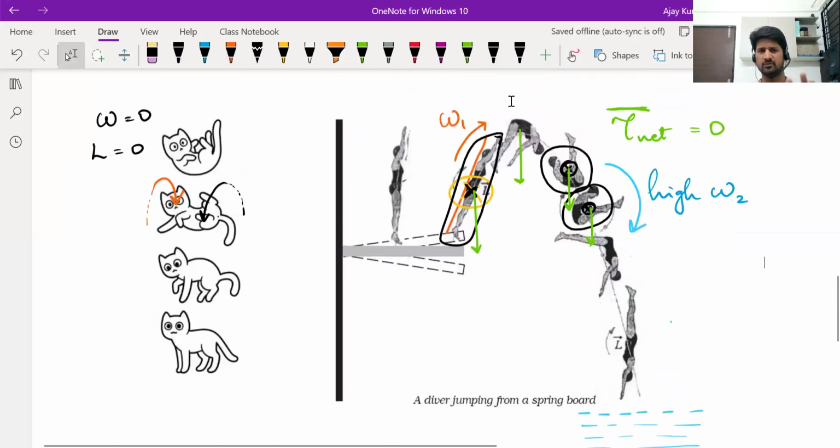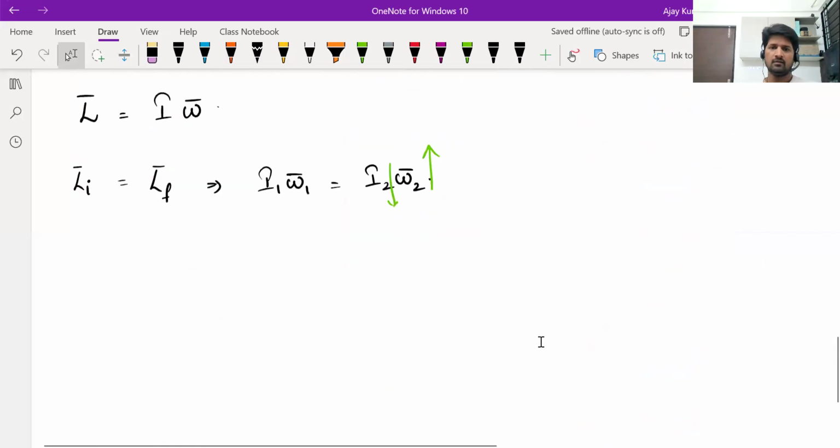Yes. They're also the same situation. The force acting on the cat while it is falling is gravity. Gravity cannot create a torque about its center of gravity. So net torque is 0, angular momentum is conserved. Fine.